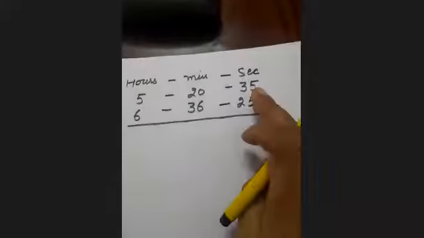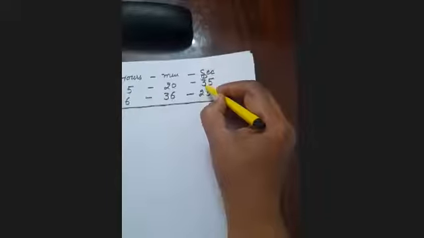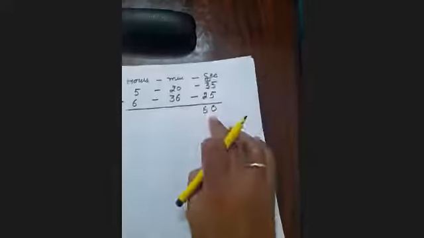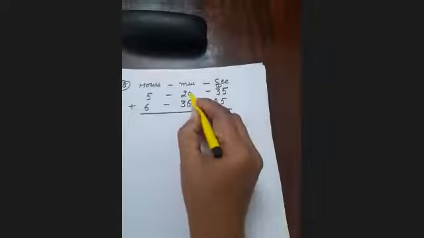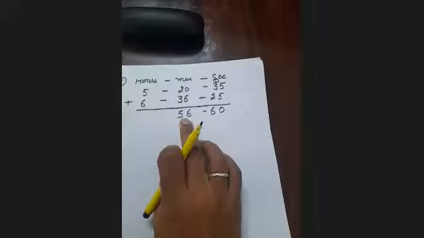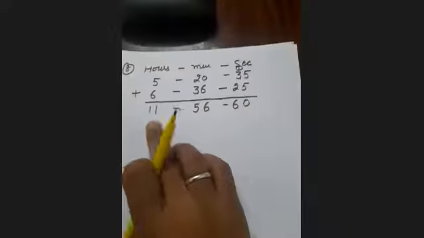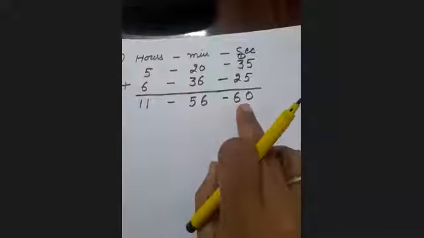Now, first, add seconds. 5 plus 5, 10. 1 plus 3, 4. And 4 plus 2 is 6. So in the first column, we have 60 seconds. Now, students, add minutes. 0 plus 6, 6. And 2 plus 3 is 5. 56 minutes. Now add hours. 5 plus 6, 11. Clear, students? Now we have 11 hours, 56 minutes and 60 seconds.